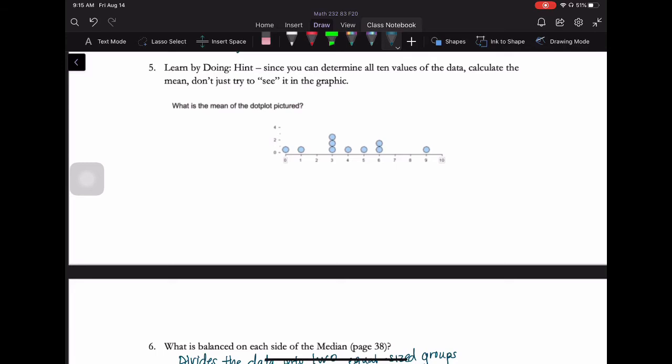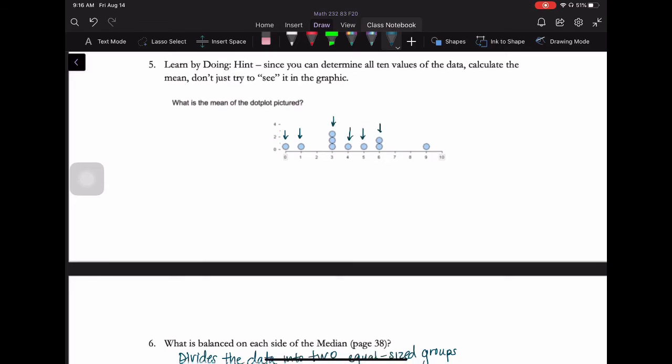Question 5 is a learn by doing. It says, what's the mean of the dot plot pictured? Well, we're not just guessing here trying to figure out the balancing point. We want to know what it is because each of these values are shown. We know what the actual values are of each of these dots. So let's go ahead and write those out.